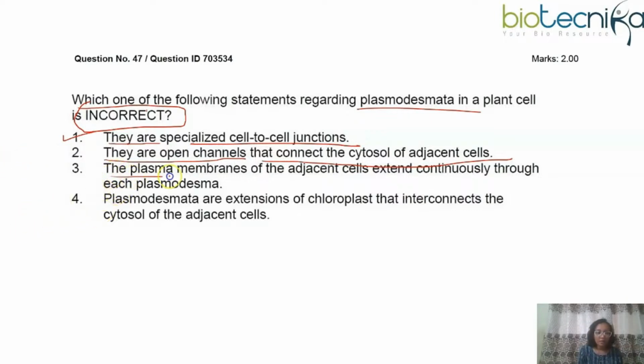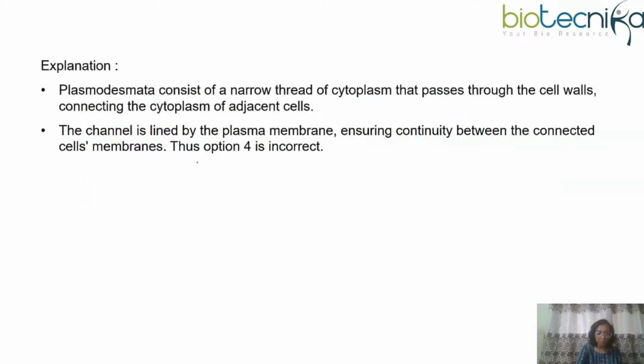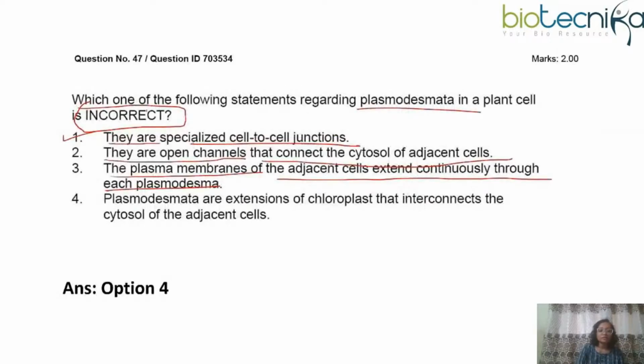Third, the plasma membranes of the adjacent cells extend continuously through each plasmodesmata. That's also true. The plasmodesmata channel is lined by the plasma membrane, which ensures continuity between the connected cell membranes. So this statement is also true, that the plasma membranes of the different cells are connected via the plasmodesmata. It ensures continuity between the two cells.